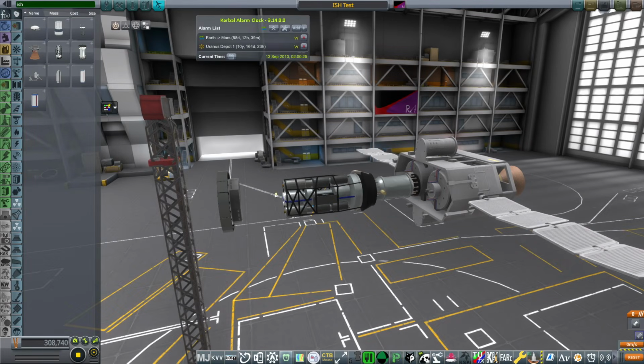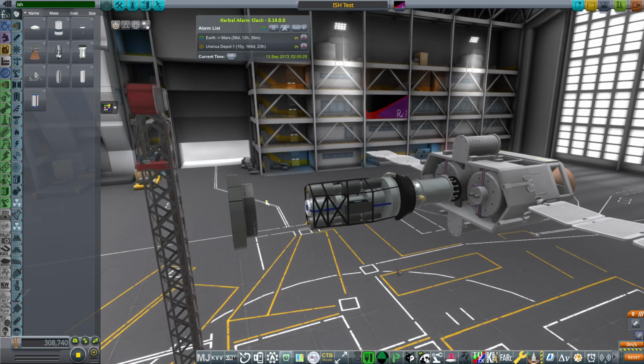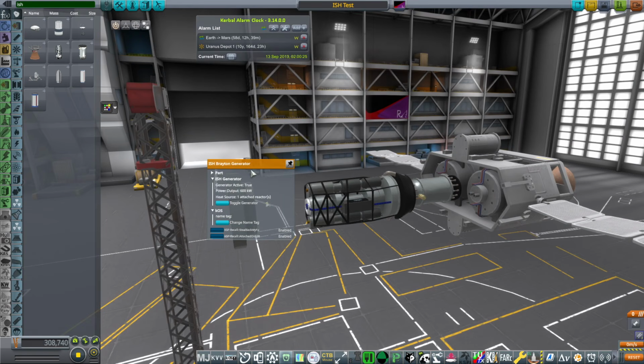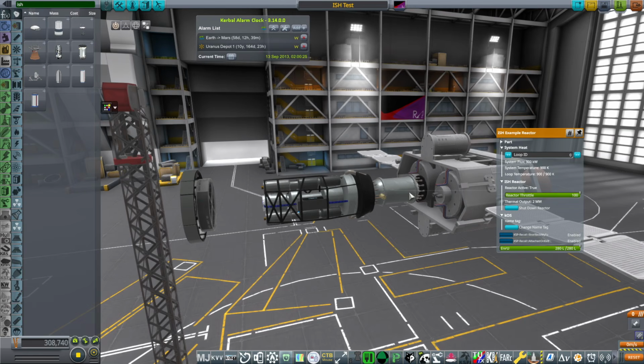Hello everyone, as I introduced in the previous video, I have continued to work on reactors, generators, and a plugin to support them, and I think I have some good results. First of all, we have this Brayton generator here, which is connected to the reactor that I had introduced previously. Well, at least the part had been introduced previously, but there are certain changes.